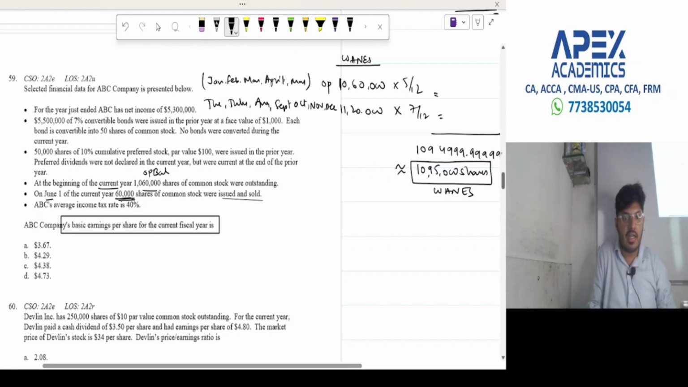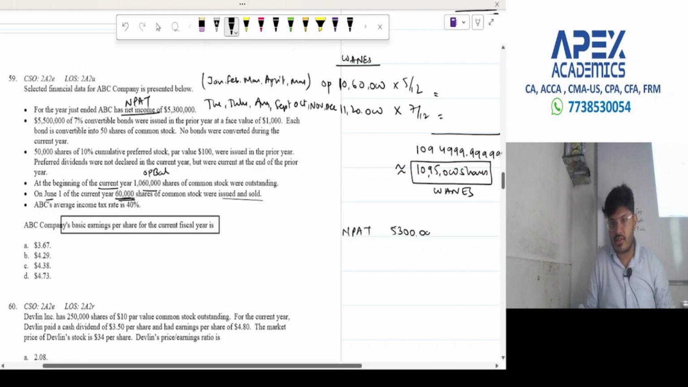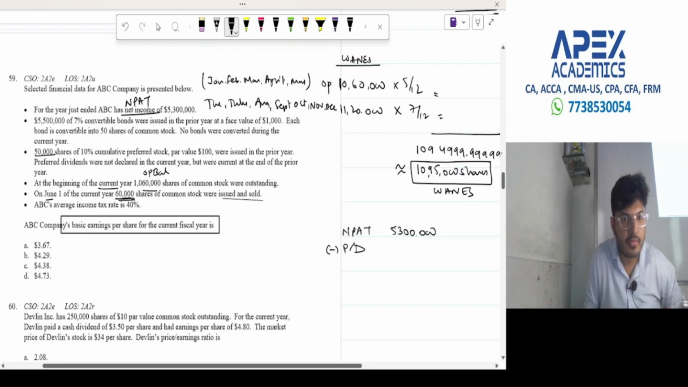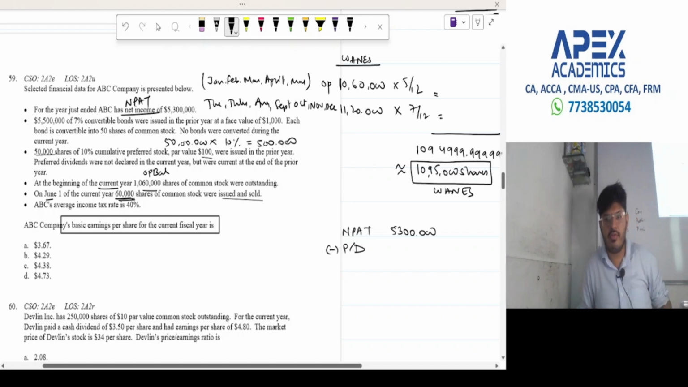Now what is the net income? Net income means NPAT. My NPAT is 53 lakhs. From NPAT, I will subtract preference dividend. I have not paid the preference dividend, but on 50,000 shares at a par value of 100, meaning on 50 lakh, I have to pay a dividend of 10%, which is 5 lakhs. So minus preference dividend of 5 lakhs.